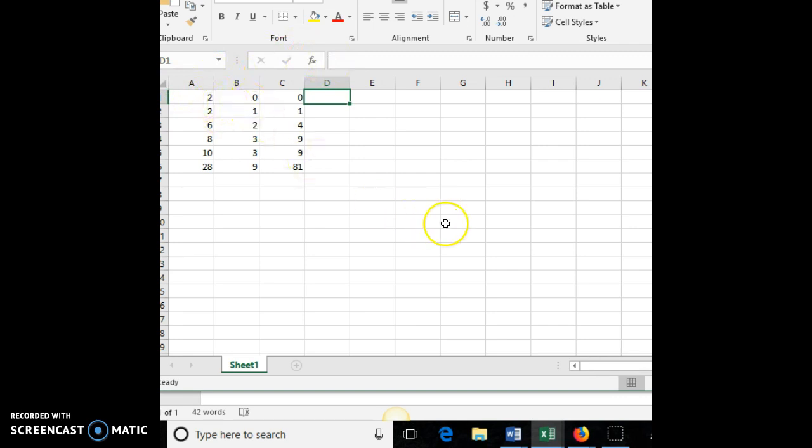So 2 times 0 is 0. 2 times 1 is 2. 6 times 2 is 12. 8 times 3 is 24. 10 times 3 is 30. Oh, I'm sorry, I didn't mean to do this. I didn't need to square this, because that was actually the sum that I had written down of our data.